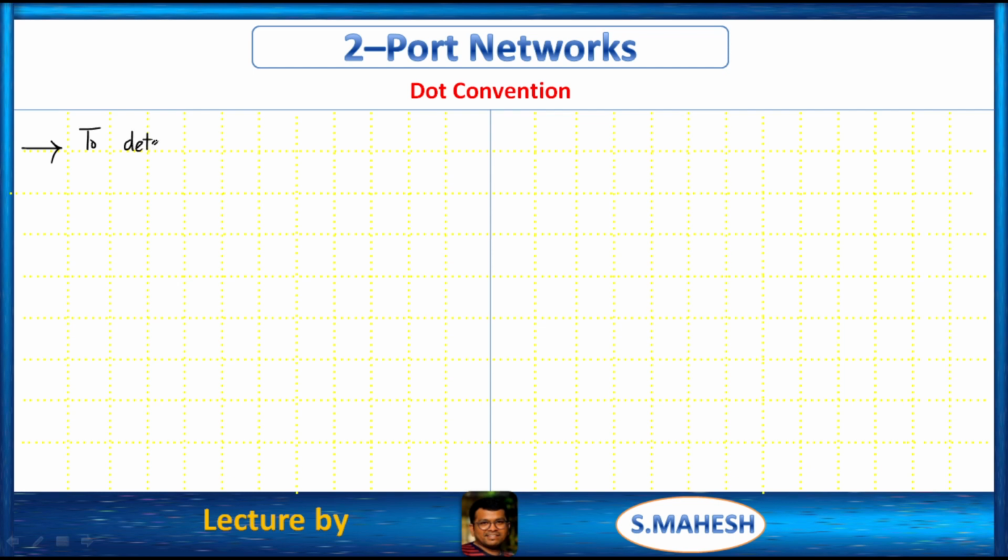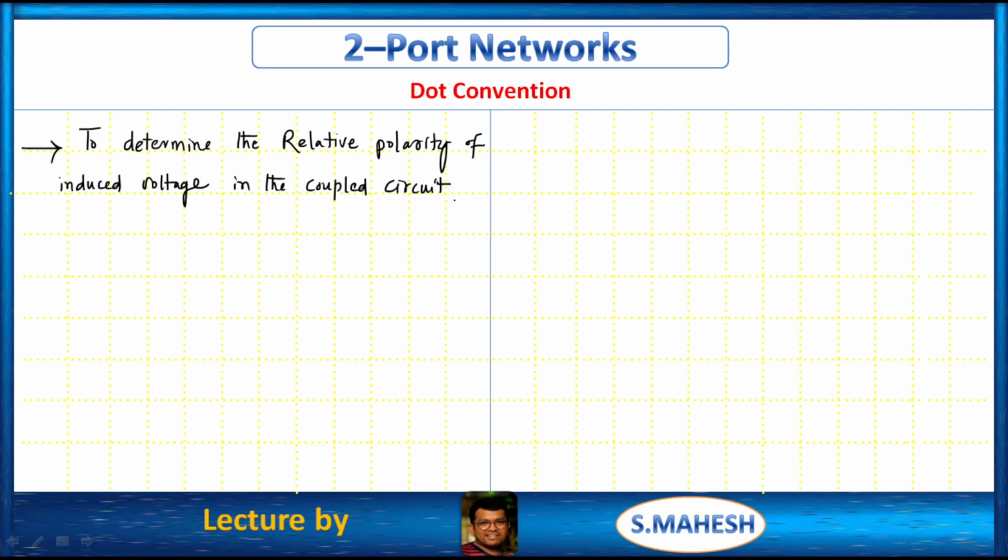To determine the relative polarity of induced voltage in the coupled circuit or coil, the coils are marked with dots like this.